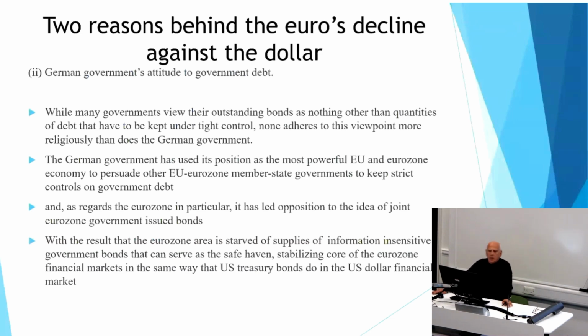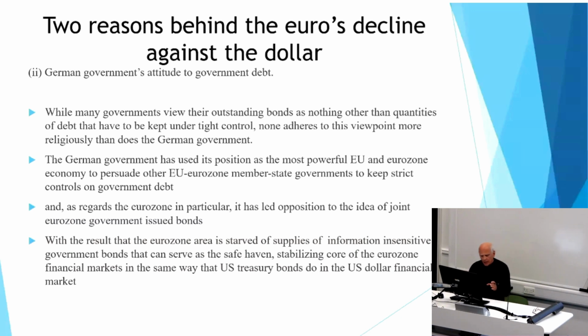But the second and probably more important reason for the euro's decline is the German government's attitude to government debt, which I'm happy to say over the last few days, not even weeks, under the influence of Trump, is beginning to change. But what has been the view of the German government on debt? It has used its position as the most powerful EU and Eurozone economy to persuade EU, Eurozone member state governments to keep strict controls on government debt. As regards the Eurozone in particular, it has led, up to now that is, opposition to the idea of joint Eurozone government-issued bonds.